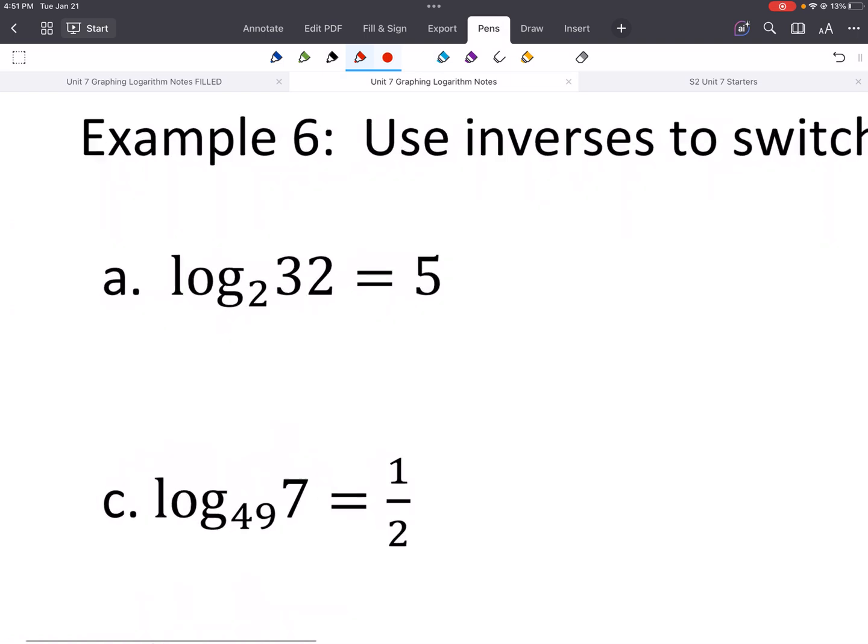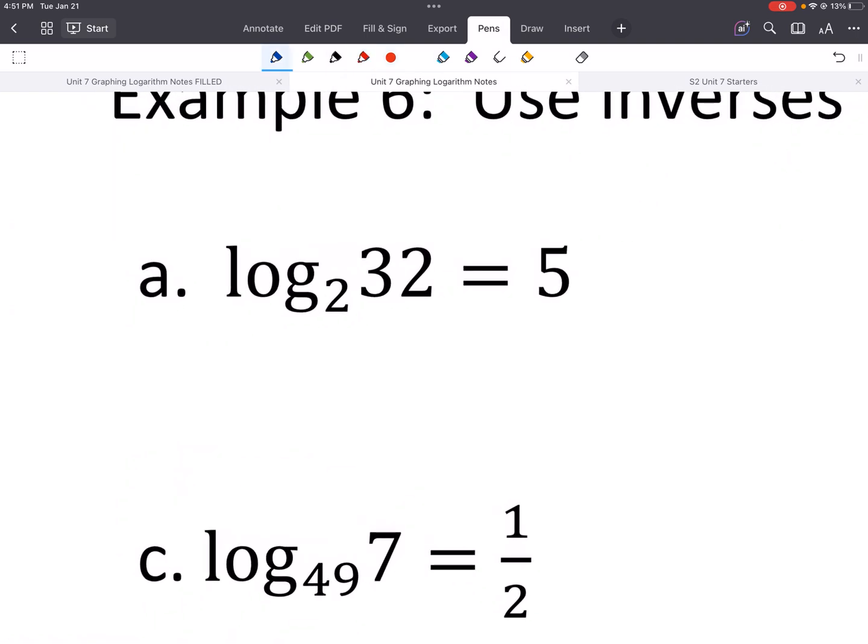All right, switching the opposite direction. Again, I feel like this goes a little quicker. You don't have to do as much writing. We want to get rid of the log base 2, so we would do a base of 2. That would cancel, and what's left is our answer. So 2 to the 5th is equal to 32.